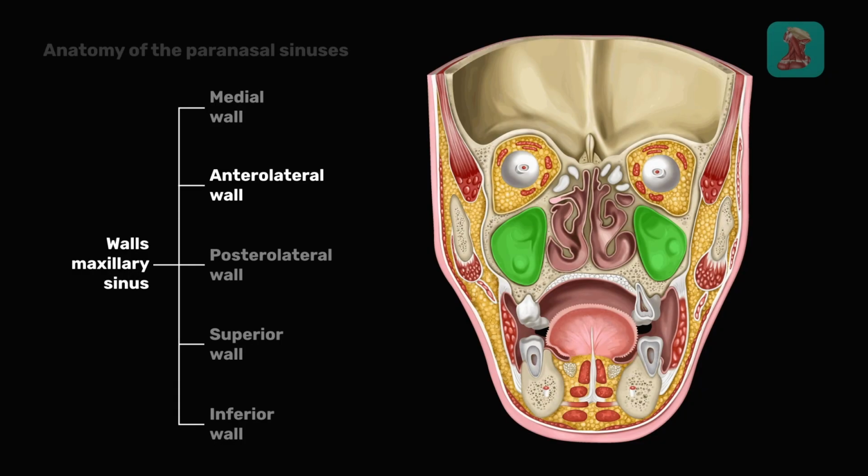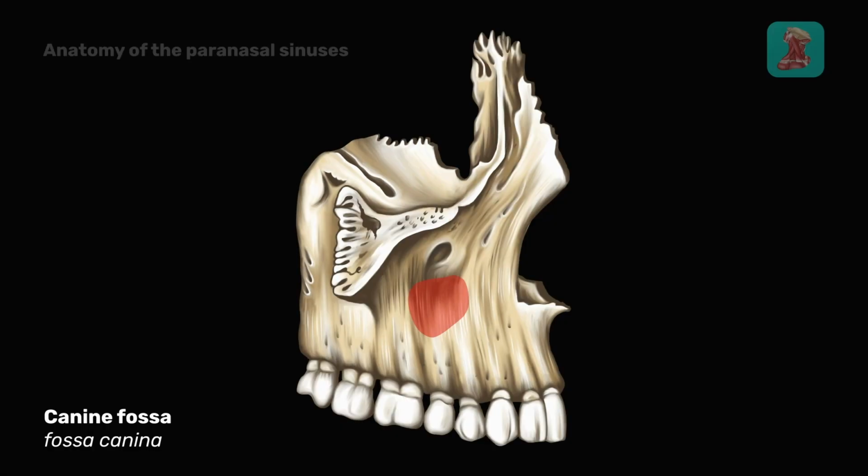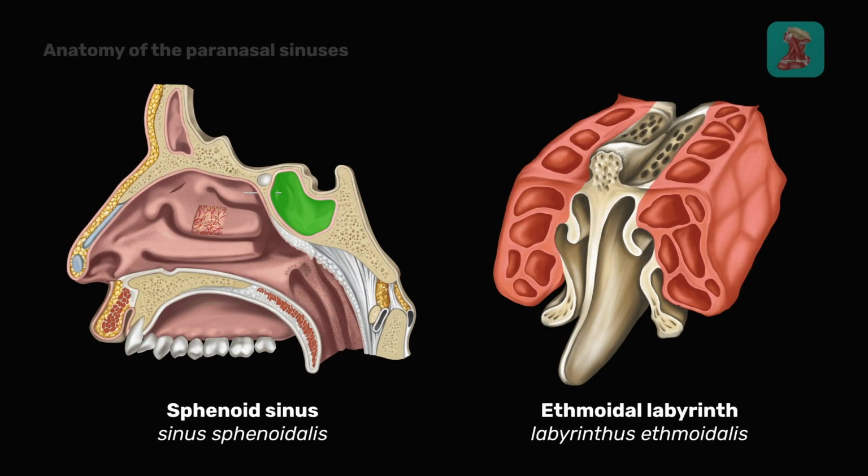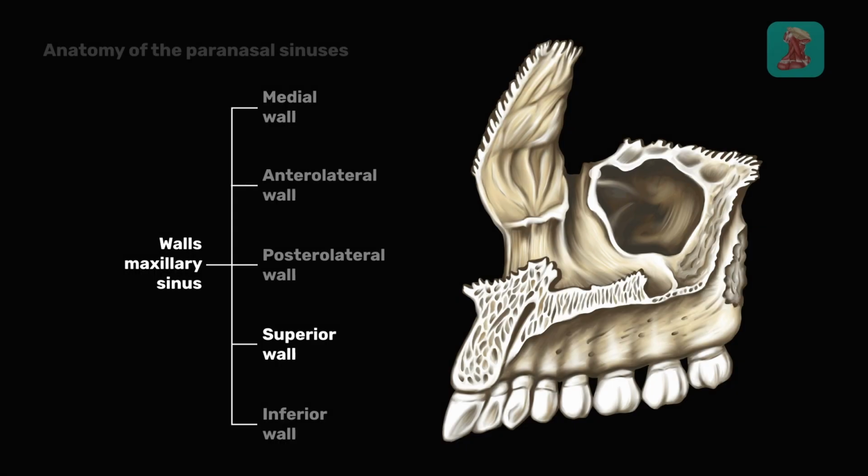The anterolateral wall, which has no openings. However, in its middle section, there is the canine fossa, which is the thinnest spot. It is used in surgery to open the sinus cavity. The posterolateral wall, which adheres to the cells of the ethmoidal labyrinth and the sphenoidal sinus. The superior wall, which is the thinnest wall of the sinus. It is also the inferior wall of the orbit. This area is very important from an anatomical point of view, since the infraorbital neurovascular bundle passes here.